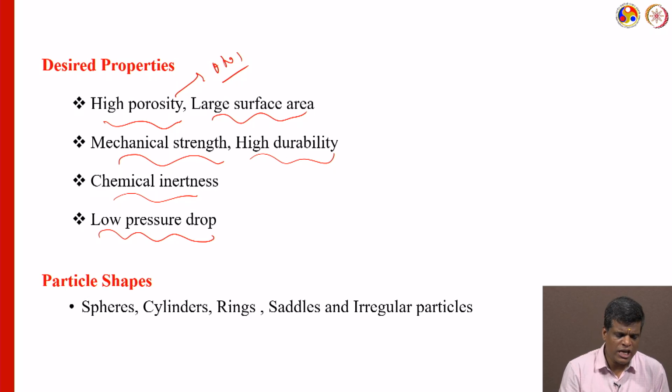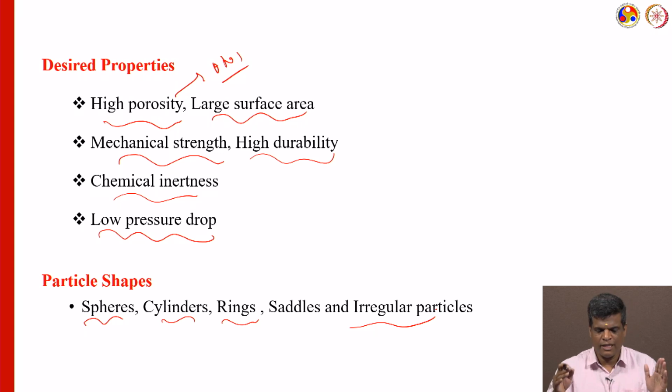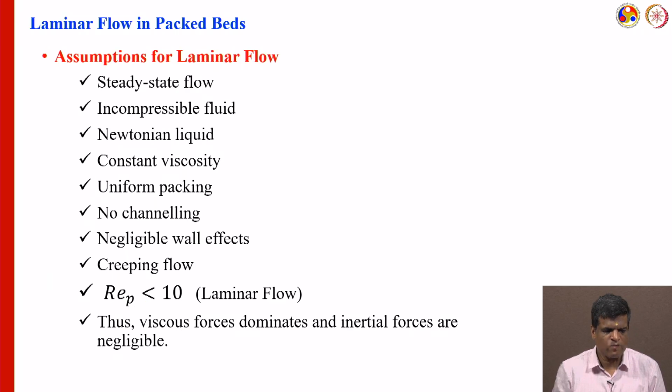So what are the particle shapes? They are always spheres, cylinders, sometimes rings, and sometimes irregular particles. So these are the different types of packing material, based on the shape of the material: spheres and other different shapes here.